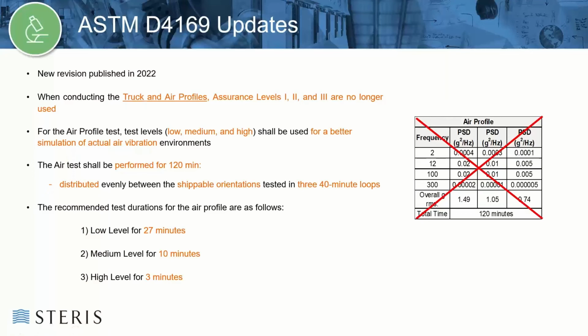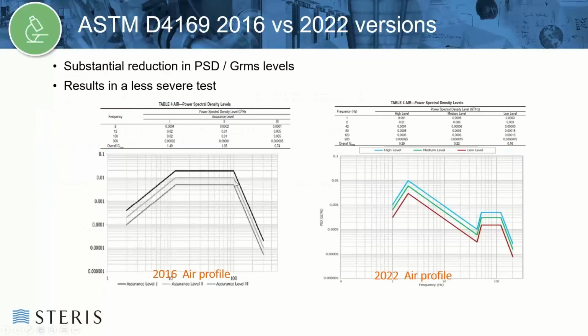This actually reduces the energy applied to the product from the previous revision of the standard, and brings it more in line with the realistic vibrations that are seen during real distribution. So you can see the difference in the air profile in the previous revision versus the 2022 revision.